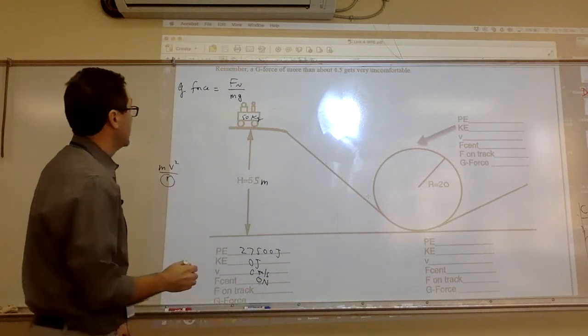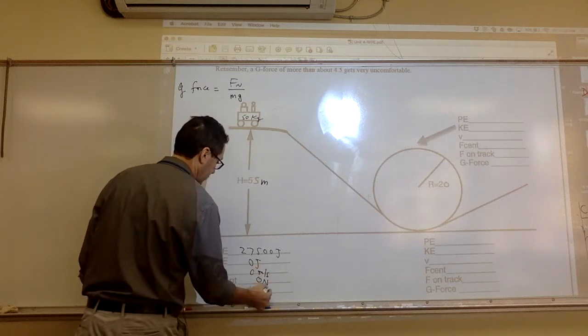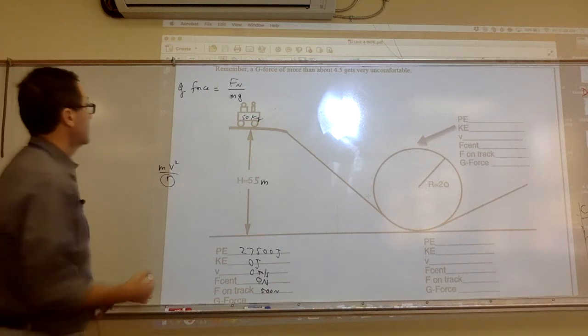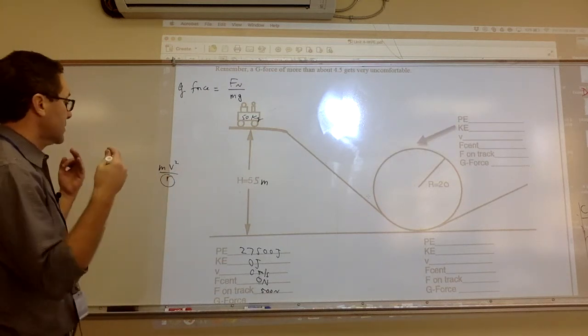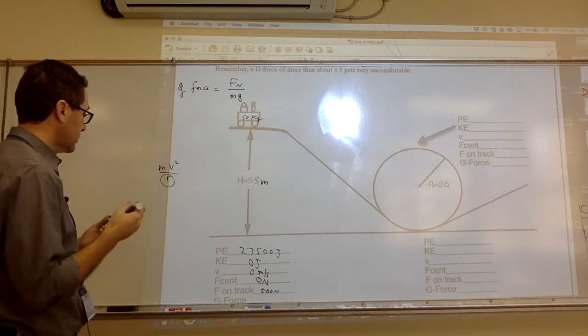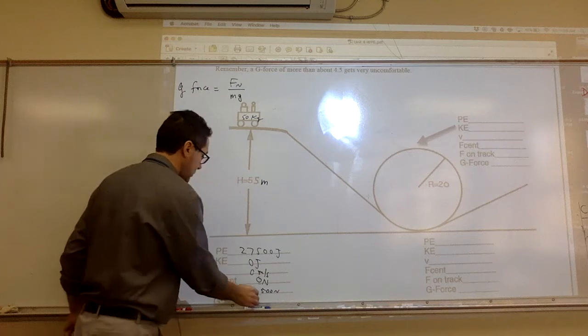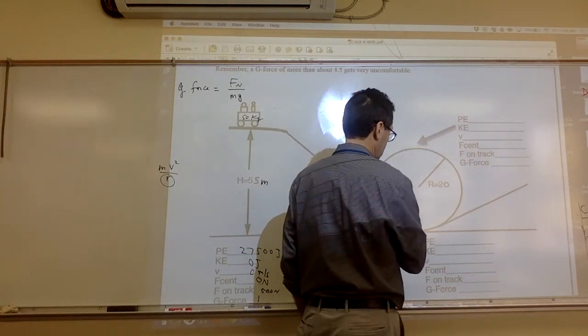The F on track, which means the normal force, is just going to be equal to mg. So that's 500. And the g force is just 1. Because you're on a flat surface, you're going to feel that 50 kilograms has a weight of 500 newtons and a normal force of 500 newtons. So the G force here is 1. Okay, now let's go to this point here.